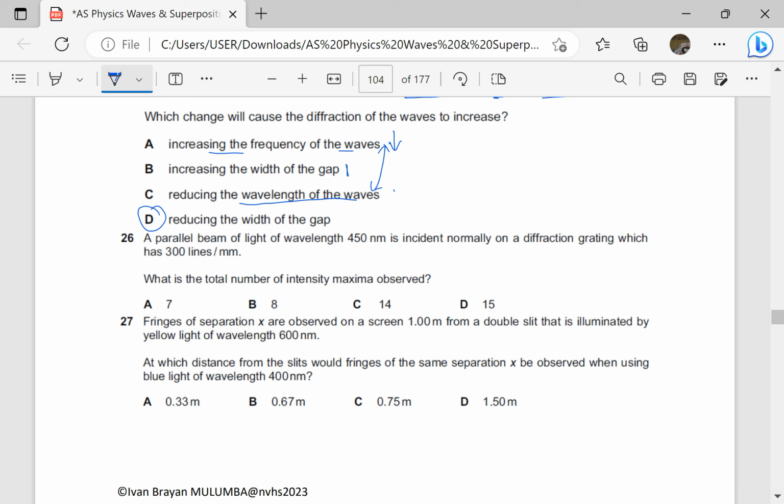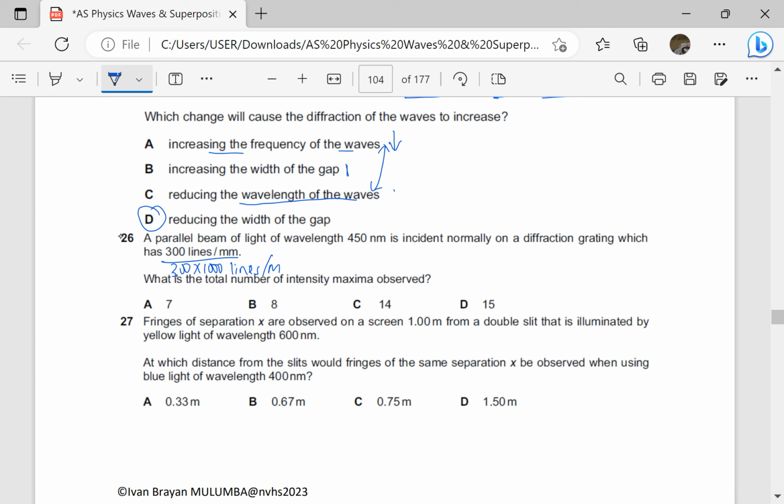A parallel beam of light of wavelength 415 nanometers is incident normal on a diffraction grating, which has 300 lines per millimeter. 300 lines per millimeter is the same as 300 times 1000 lines per meter. What is the total number of intensity maxima? So we want N maximum.